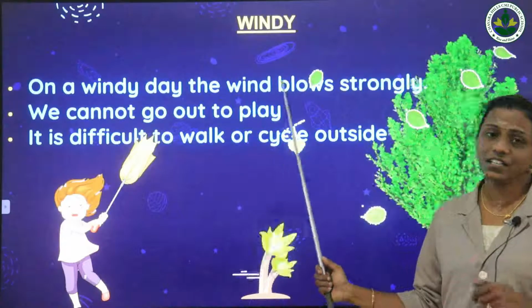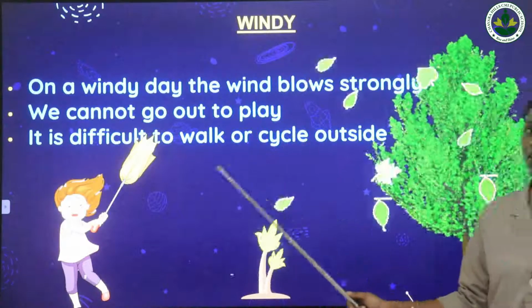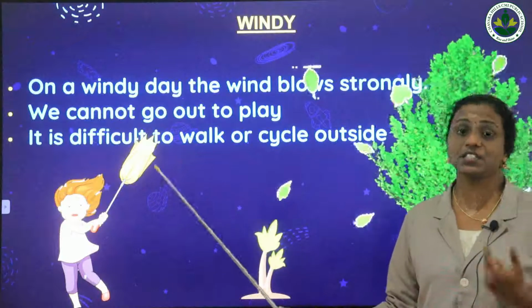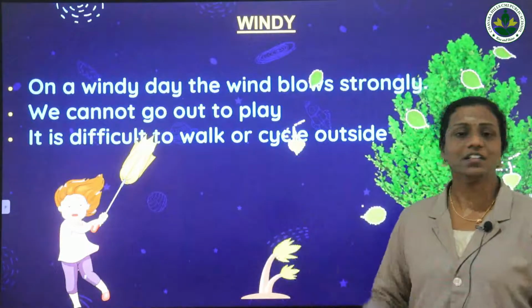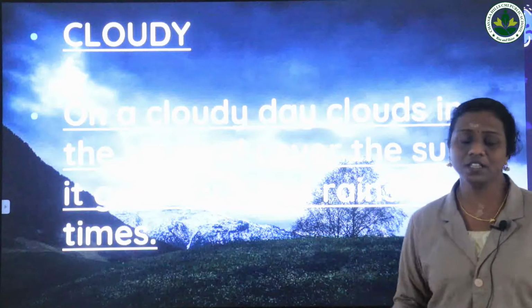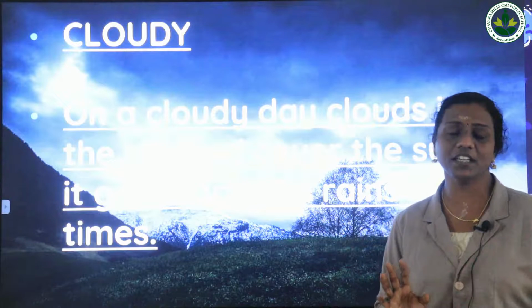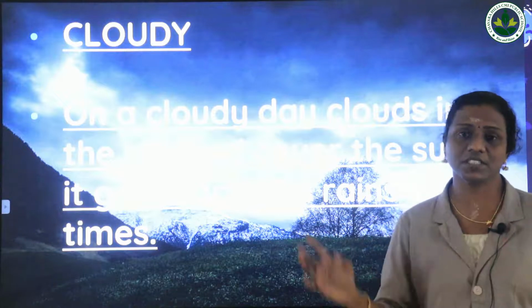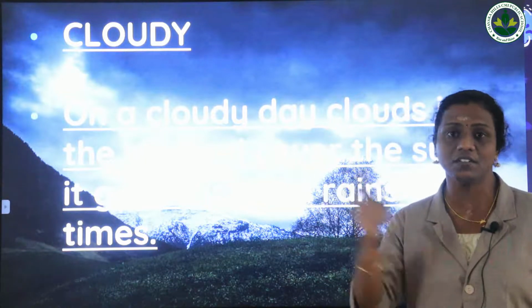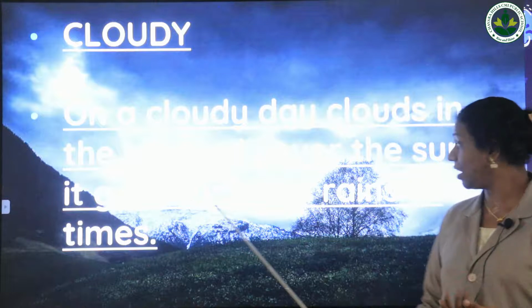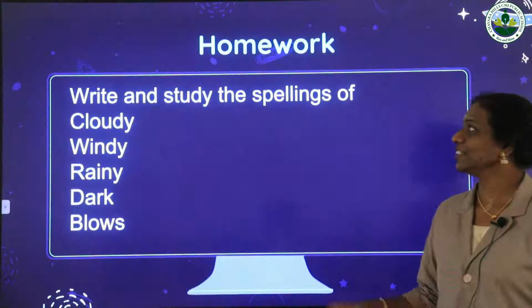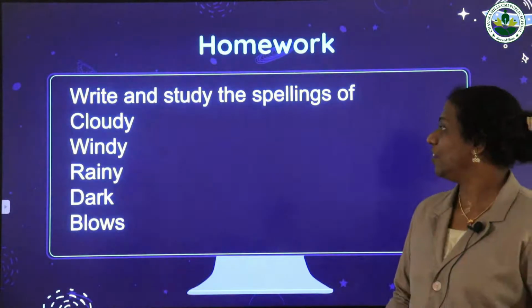Next we studied windy. On a windy day, the wind blows strongly. We cannot go outside, we cannot play, and it is very difficult to walk or cycle on the road. And next, cloudy. What are the specialities of a cloudy day? The sky is covered with clouds, they cover the sun, and it gets dark and rains at times.